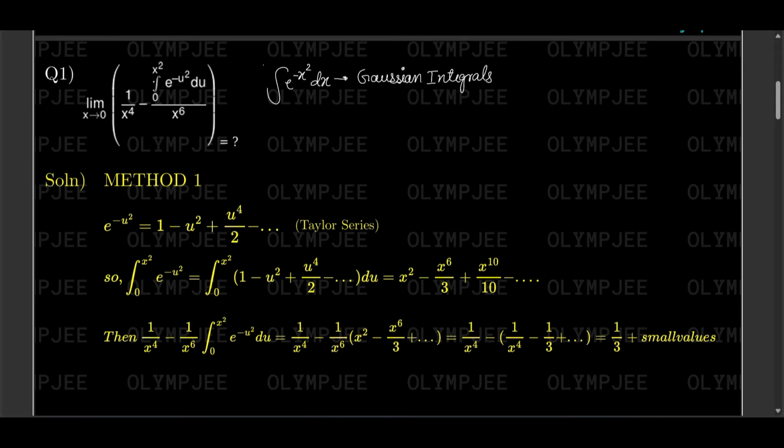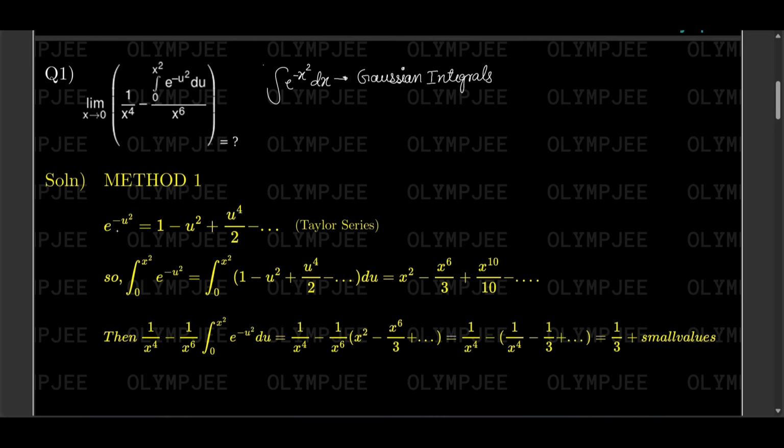So we are evaluating this integration very close to 0. So we can use the Taylor series since u will be tending to 0, right? Because the limits are from 0 to x square. So u will also be very small in this location. So we can use the Taylor series.